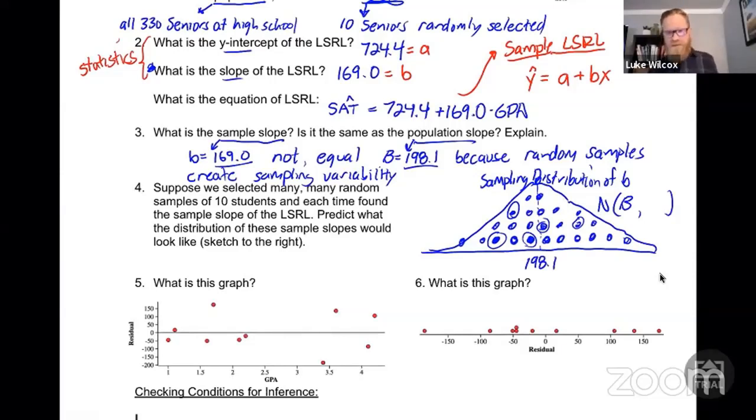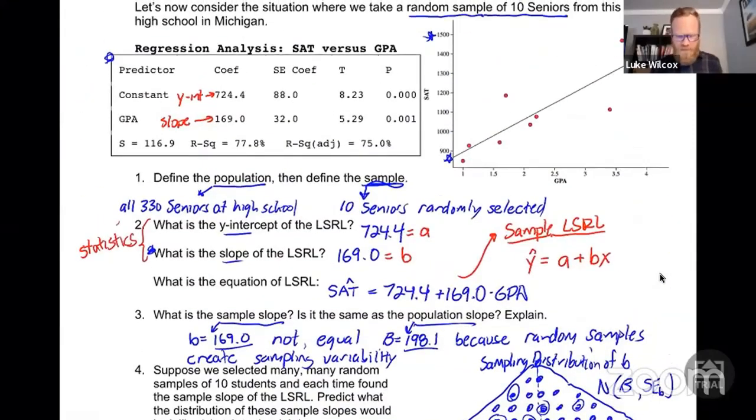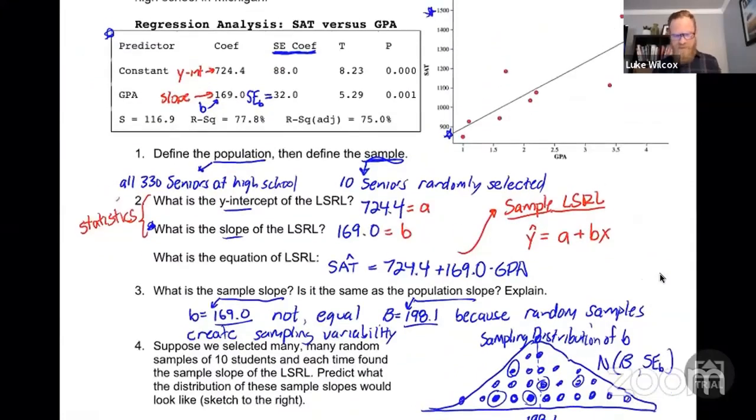Now, for the standard deviation of this thing, we're going to call this the standard error of b. And it turns out there's a big formula you can use to calculate it, but most of the time, we're going to get that value right from the computer output here. So you see up above where it says standard error of the coefficient, and we know that this right here is our b value. It turns out that this value right next to it is the standard error of b, right? That's the value we're looking for. That's 32.0. And what that's telling you is that these estimates for the slope that we're making will typically be about 32 away from the truth, right? That's what that standard error is telling me.